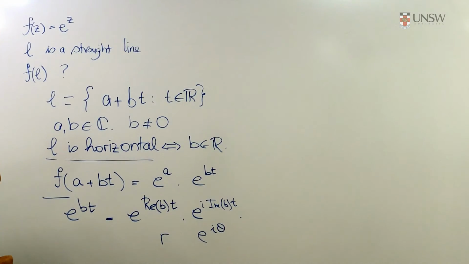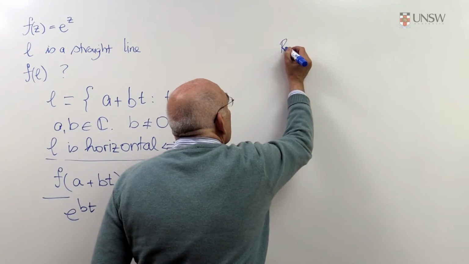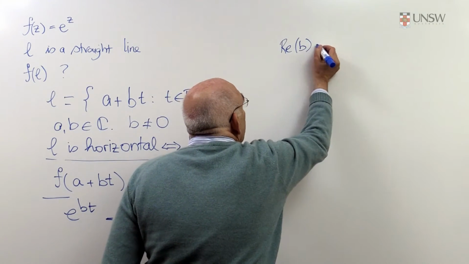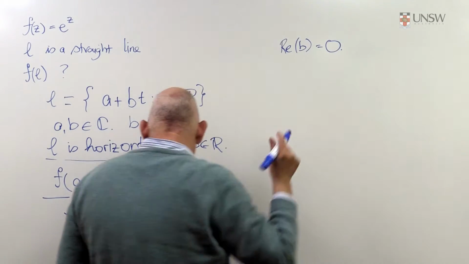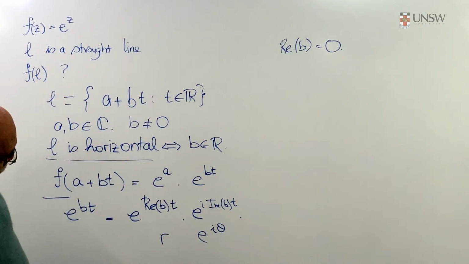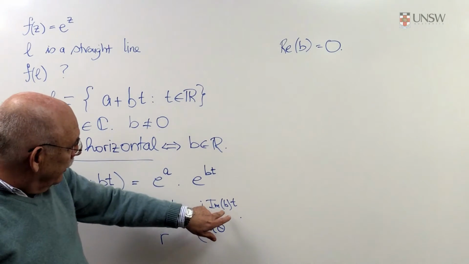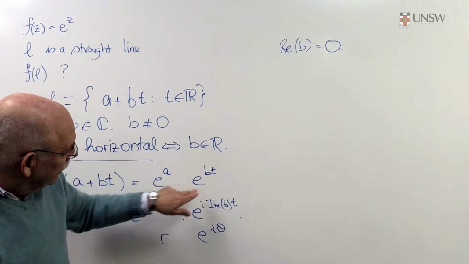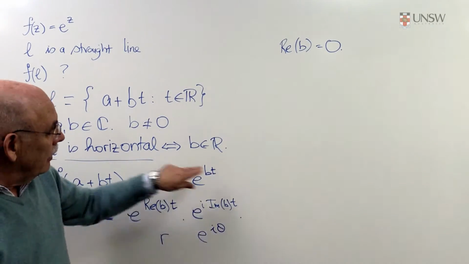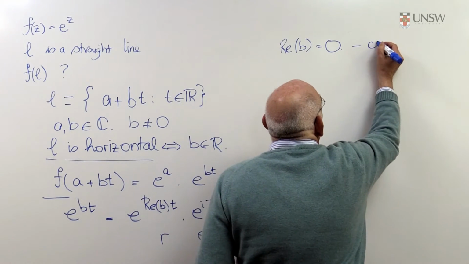Let's consider the first possibility. If the real part of b is equal to 0, then this is just constantly 1, and as t varies, this goes around and around and around a circle. So we get the circle.